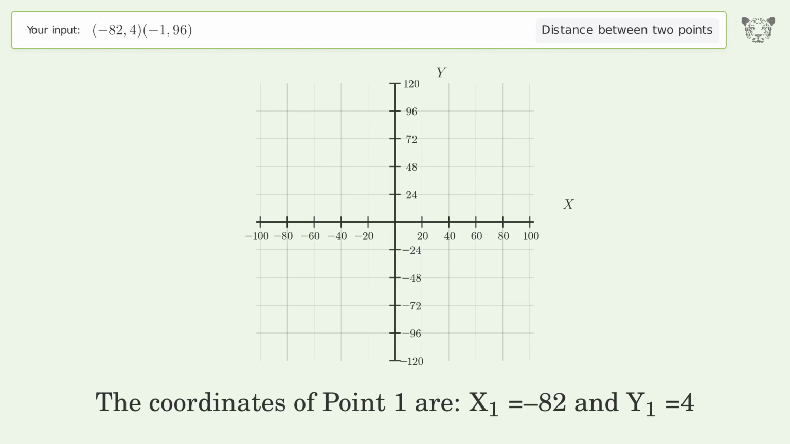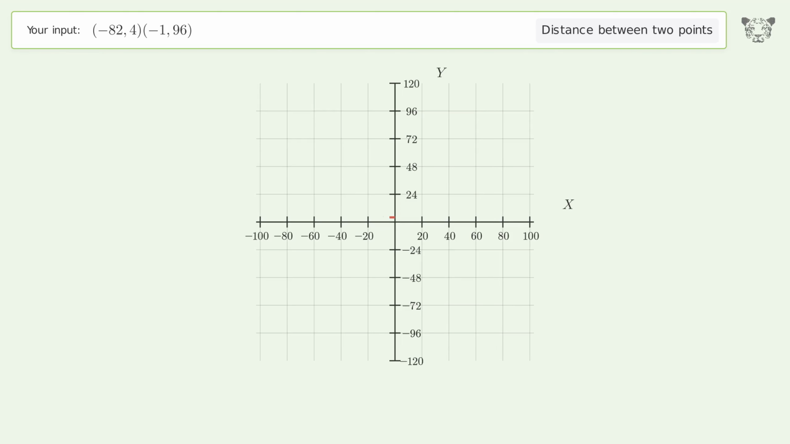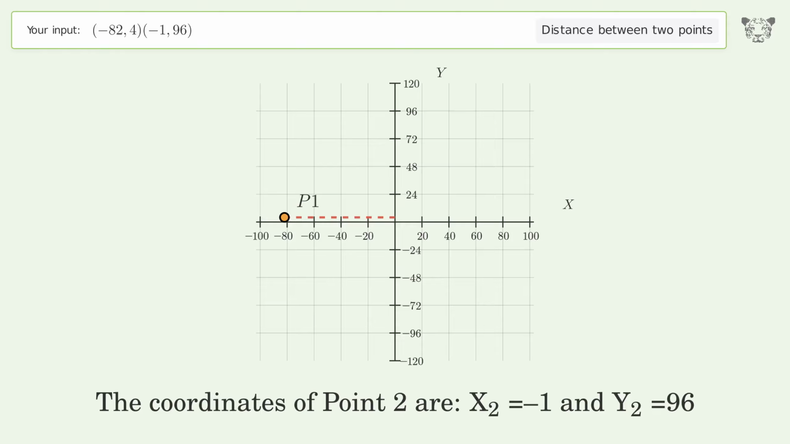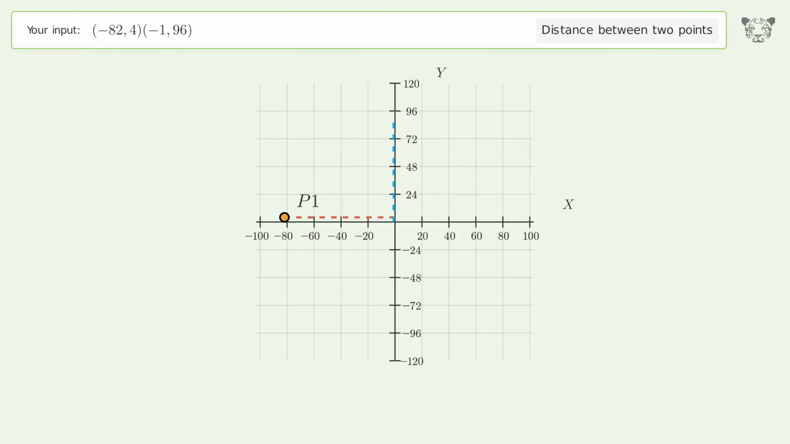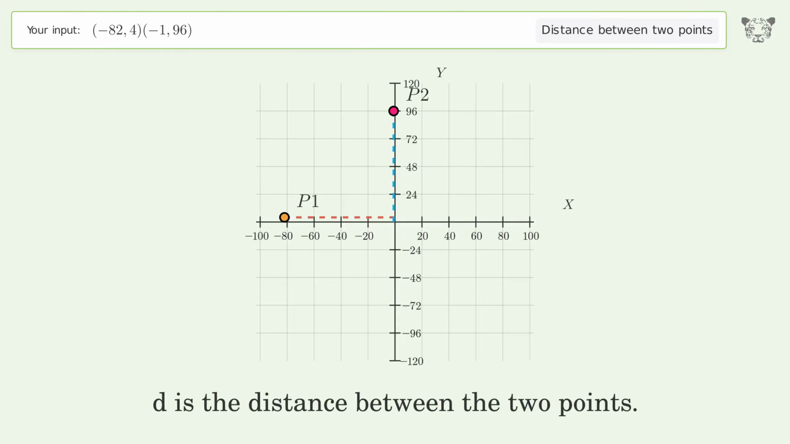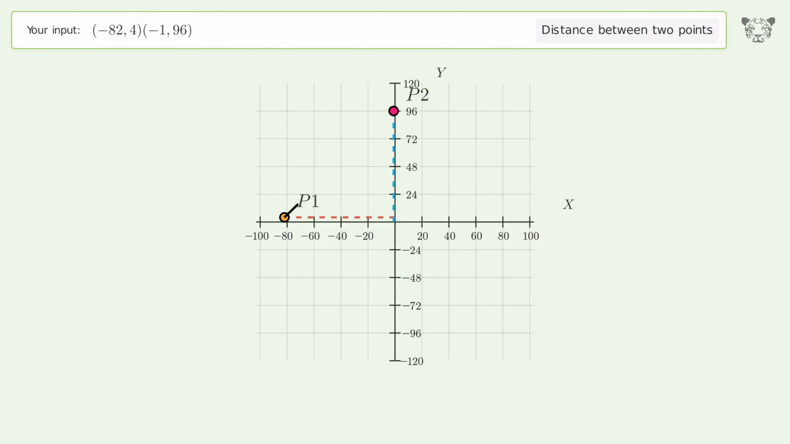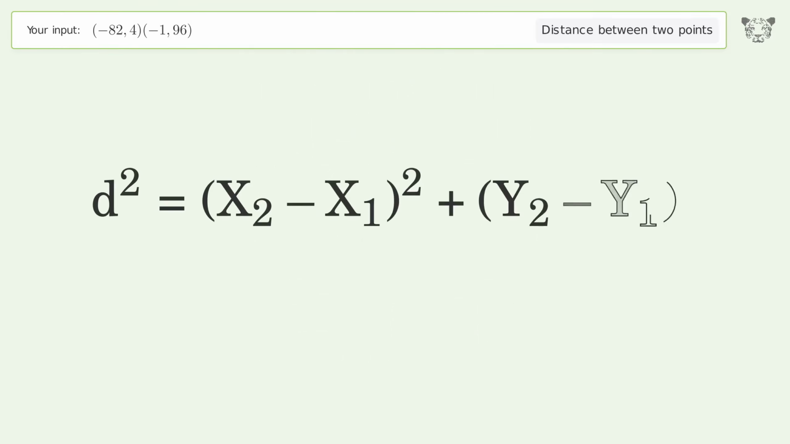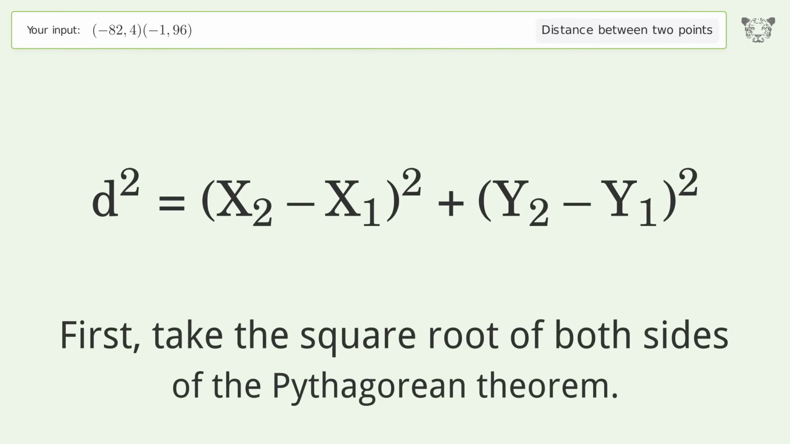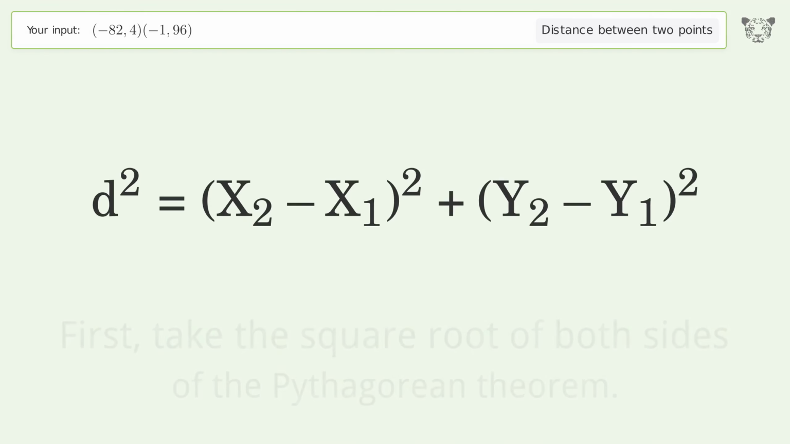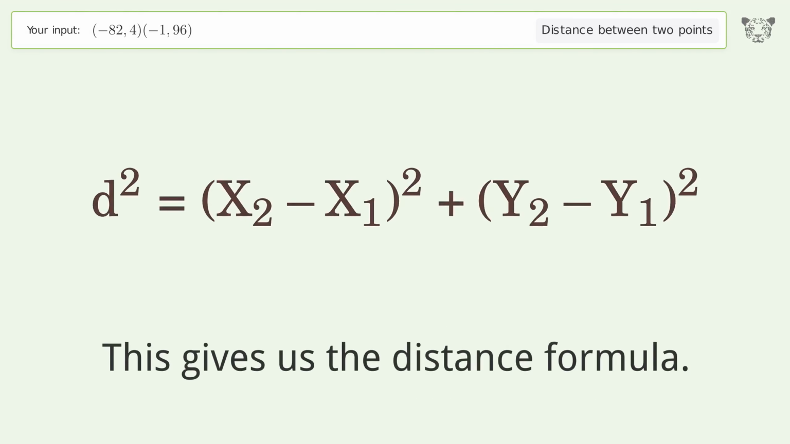The coordinates of point 1 are x1 equals -82 and y1 equals 4. The coordinates of point 2 are x2 equals -1 and y2 equals 96. D is the distance between the 2 points. First, take the square root of both sides of the Pythagorean theorem. This gives us the distance formula.